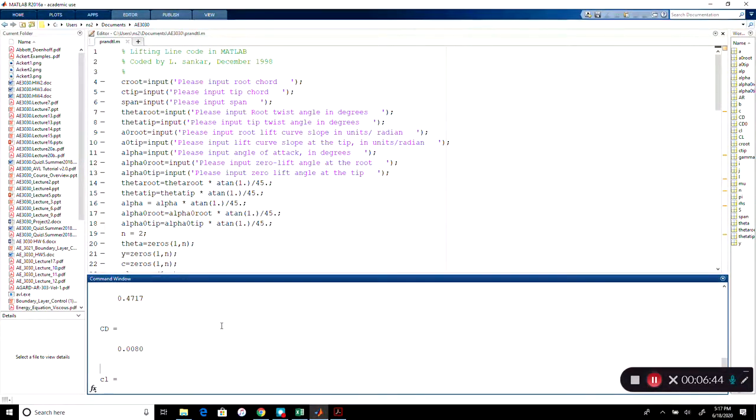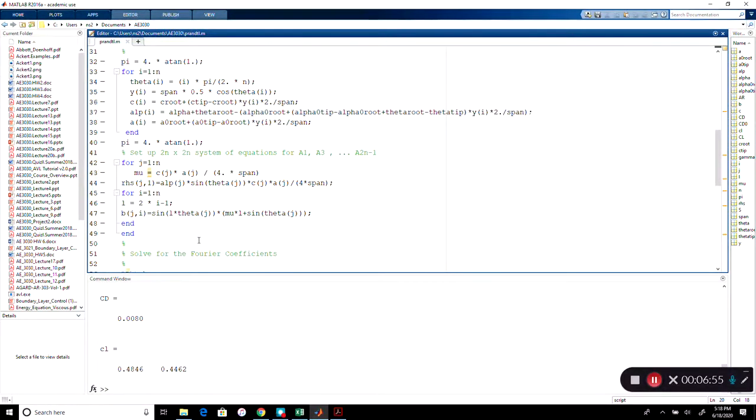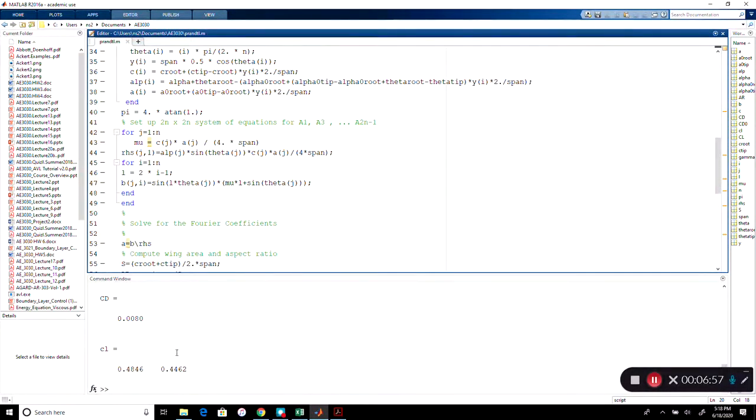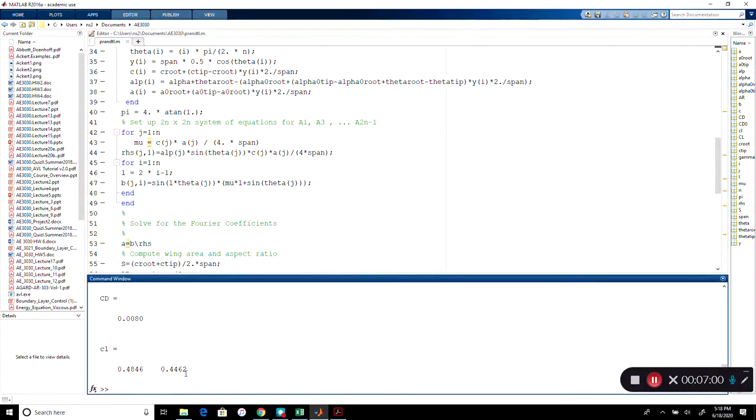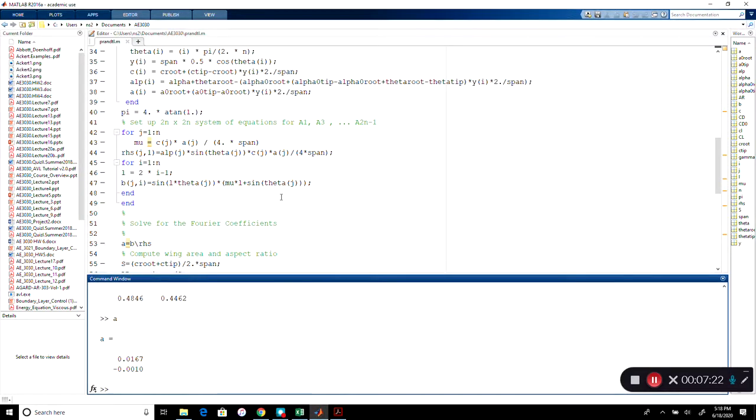If you want to know what is my A1, what is my A3, A is stored in an array called A. MATLAB stores everything as an array, so if you type A, then it'll spit out the two constants. This is A1, this is A3. 0.0167, minus 0.0017. So 0.0163, minus 0.0013. So it's close to what we were getting. Okay. So the MATLAB program does exactly what we did by hand.